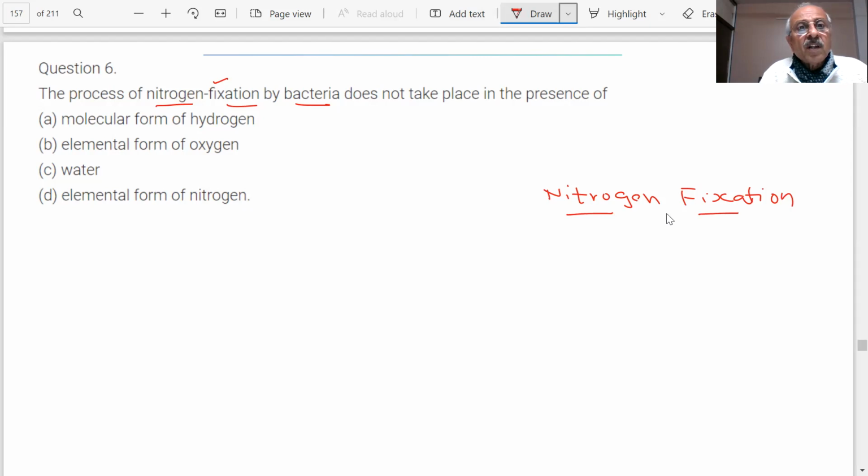What is the answer here? Molecular form of hydrogen, elemental form of oxygen, water, elemental form of nitrogen. What is the correct answer?